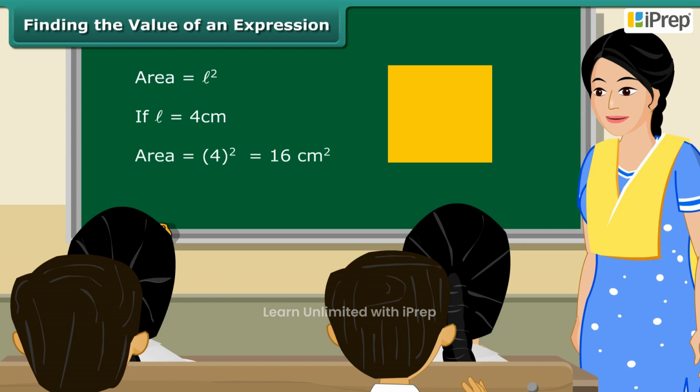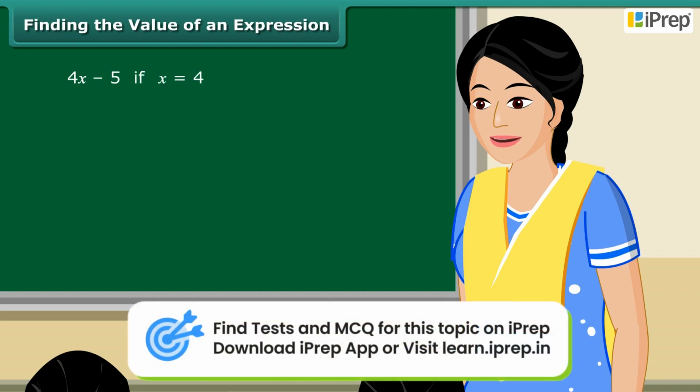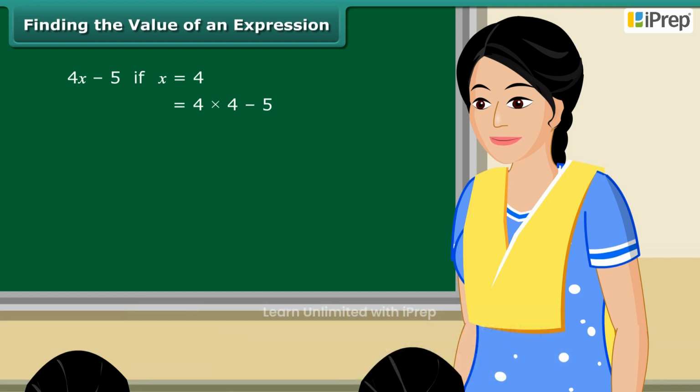So children, there are a number of situations in which we need to find the value of an expression. Consider the expression 4x minus 5. If the value of x is equal to 4, then the given algebraic expression is equal to 4 into 4 minus 5, which is equal to 16 minus 5, that is 11.